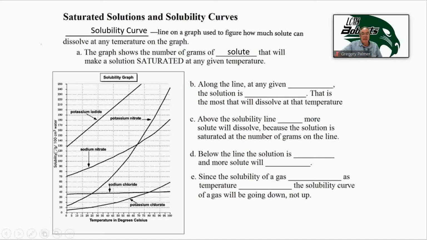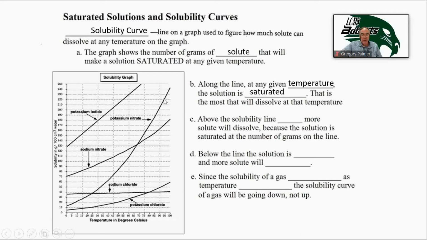So it specifies that we're measuring how much, for example, potassium nitrate can dissolve in this amount of water. And then on the x-axis, it shows the temperature. As we said, as the temperature increases, more and more will dissolve. So along the line, at any given temperature, the solution is saturated.